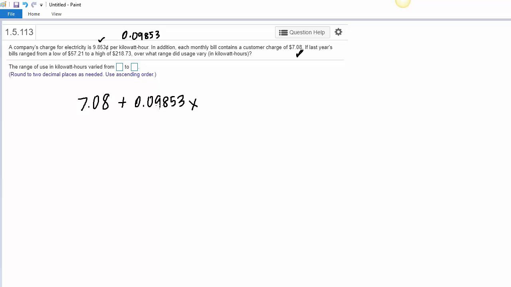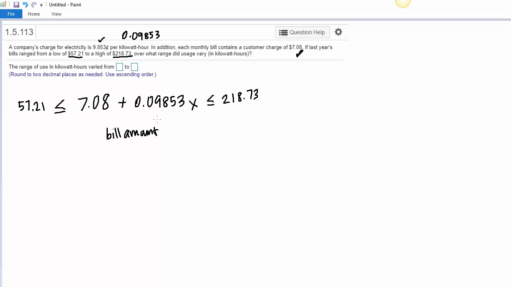And so we know that this is the bill amount. This tells us what the bill amount would be based on some amount of kilowatt hours. And they've told us that the bill has a low of 57.21 and a high of 218.73. So this amount right here, we would say it's greater than 57.21, and it's less than 218.73. And technically we should use equal to, because it says it can be equal to those numbers. That's not really important, because we'll get the same results for these two answers regardless.